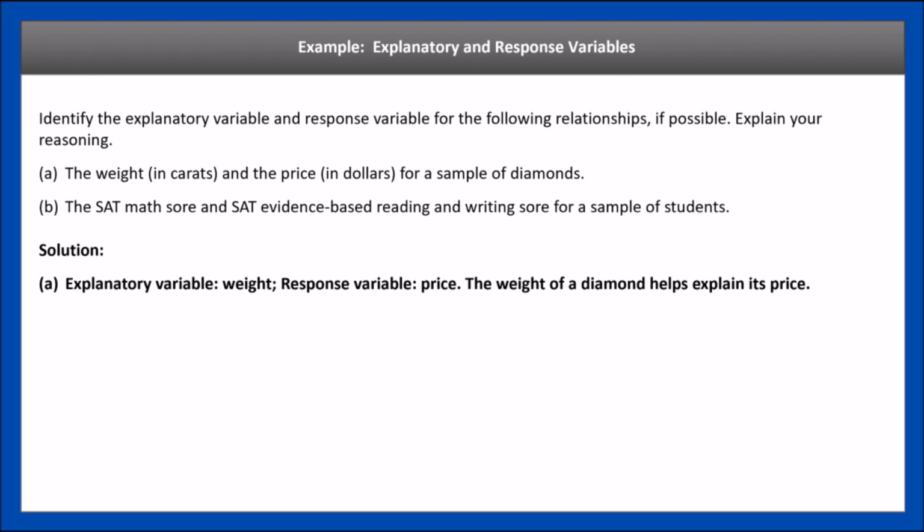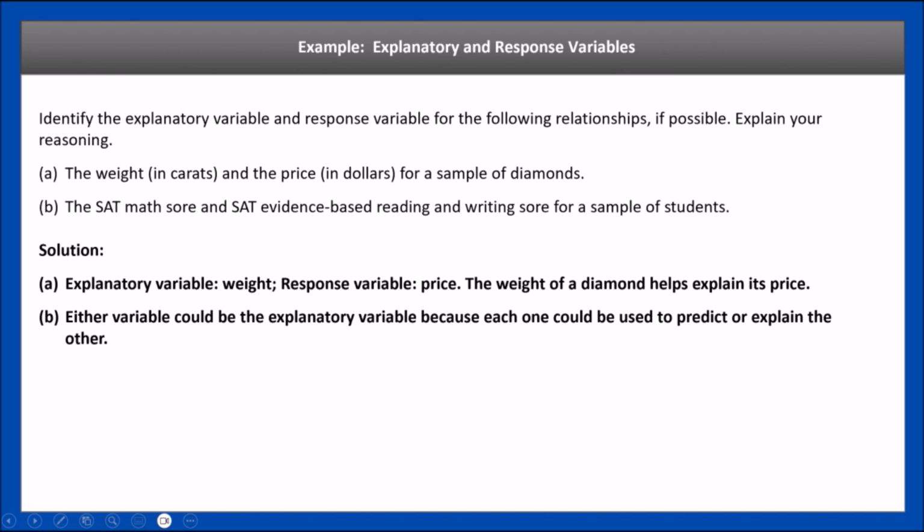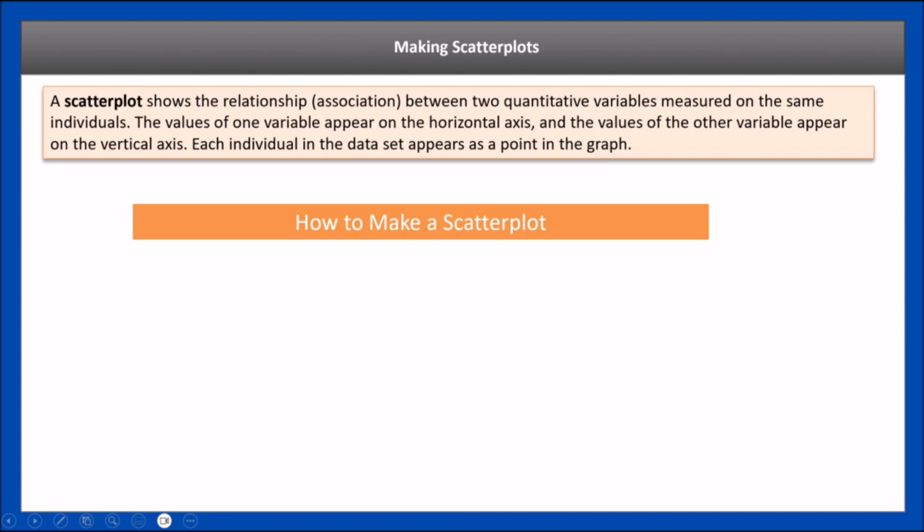Now for part B, we have the math SAT score, forget that typo there, I should say score, and SAT evidence-based reading and writing score for a sample of students. In this case, either variable could be the explanatory variable, either the SAT math score or the SAT reading and writing score, because each one could be used to predict the other. So here there's no clear-cut explanatory variable, so this one could be either or. All right, so hopefully that made sense.